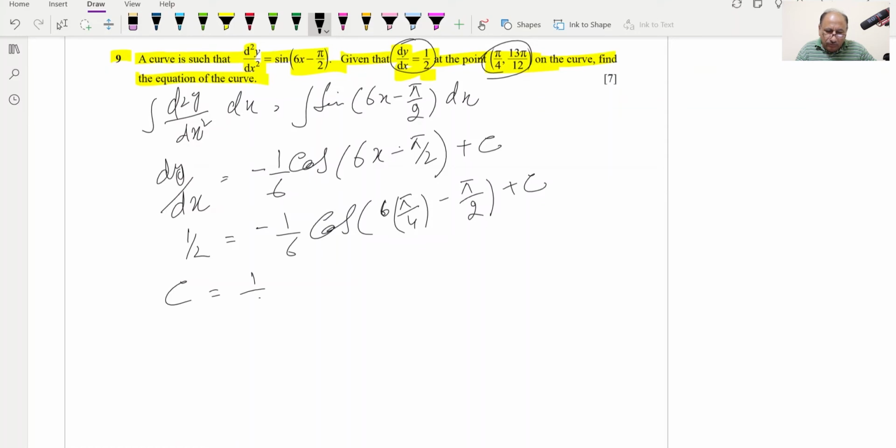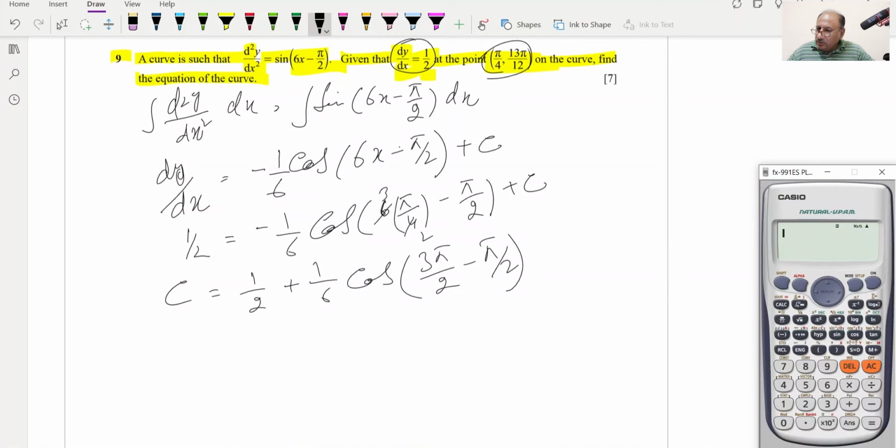C value will be equal to 1 by 2, and we can rewrite as plus 1 over 6 cos of, we can cancel, this will be 2 and this will be 3, so 3 pi by 2 minus pi by 2, and we can use calculator for that one, and this will be 1 over 2, 0.5 plus 1 over 6, and this will be cos of 3 pi over 2 minus pi over 2, and bracket close, and this will be equal to 1 over 3.